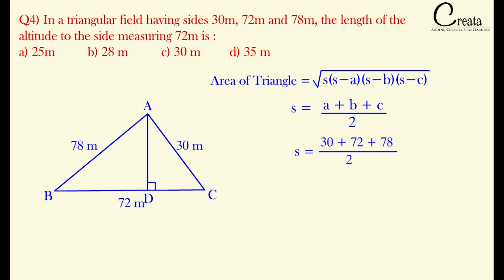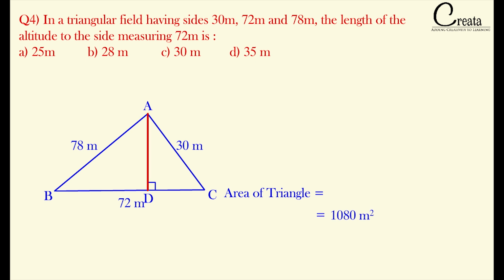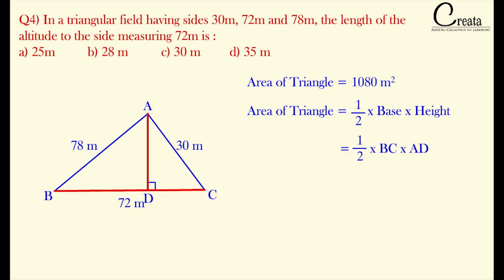So on putting the values, we got the semi-perimeter as 90. Let's put the values in our formula for the area of the triangle. On putting the values and solving, we got the area of this triangle ABC as 1080 meter square. That is the area of the triangle. But we have to calculate the length of the altitude AD. So let's use the formula, that is, area of the triangle is equal to half into base into height. Here BC is the base and AD is the height. On putting the values and solving, we got the height as 30 meter. That is the answer of the question.